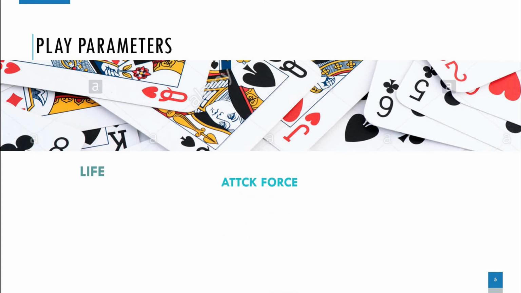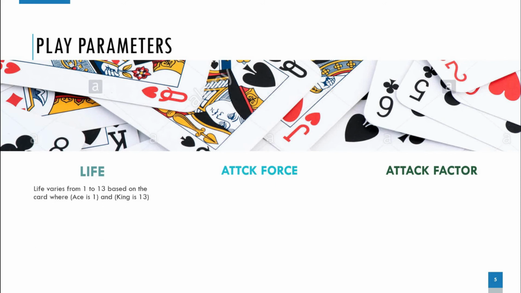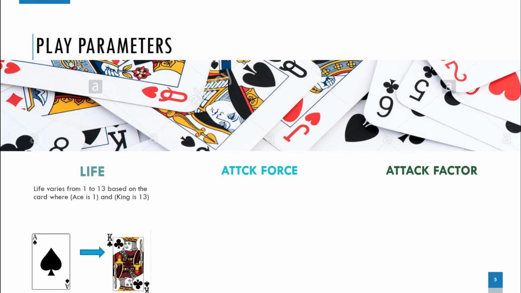So the parameters that we are going to focus on in this game, I set 3 parameters: the life of the card, the attack force, and the attack factor. For the life, each one of these cards is assigned a fixed life. So for the ace card, it's 1, and for the king, it's 13. So based on the life parameter, the king is stronger than the ace.